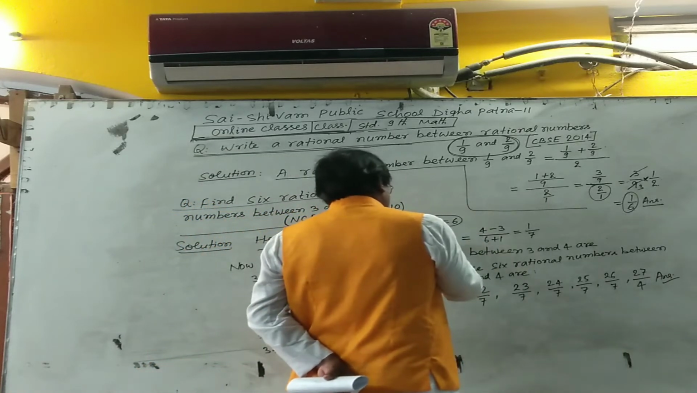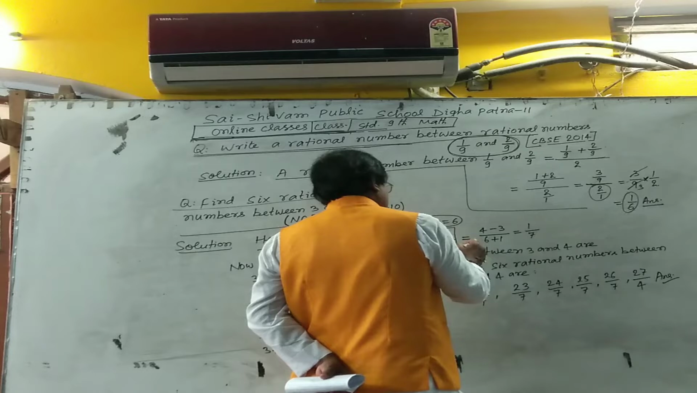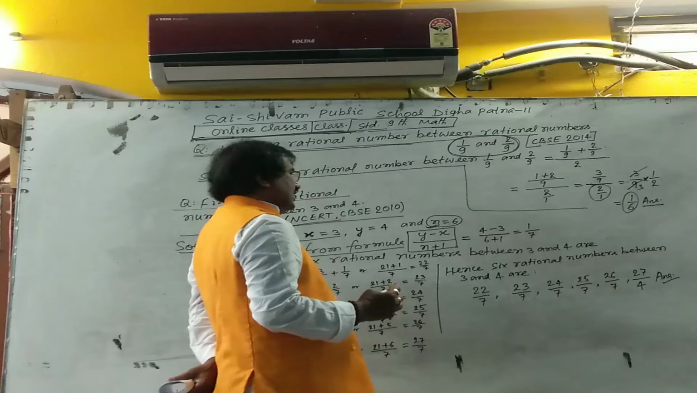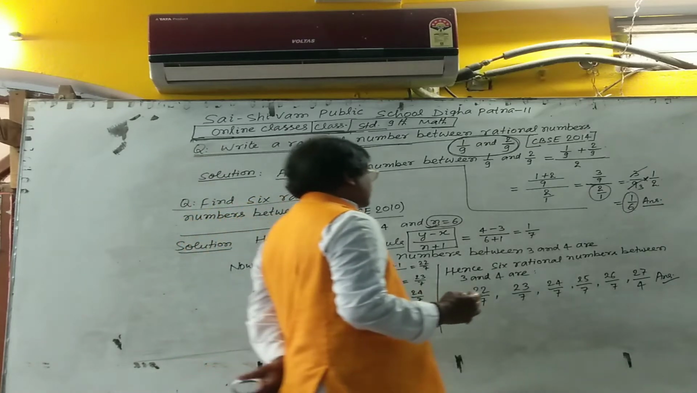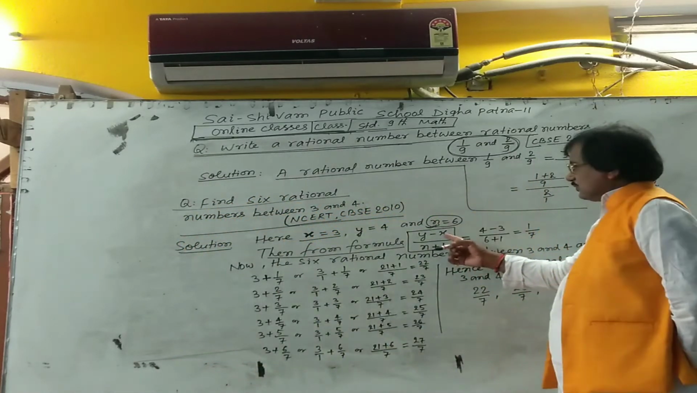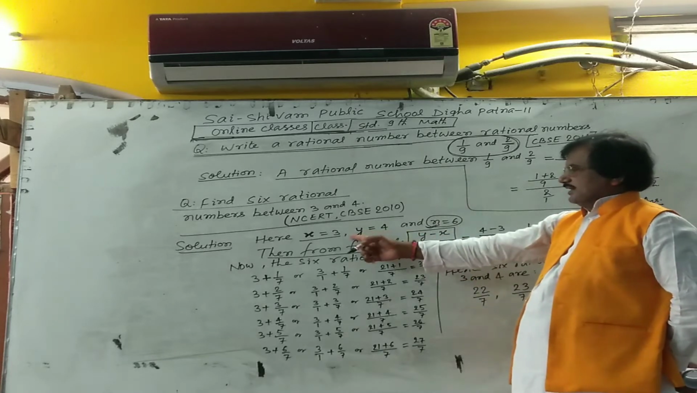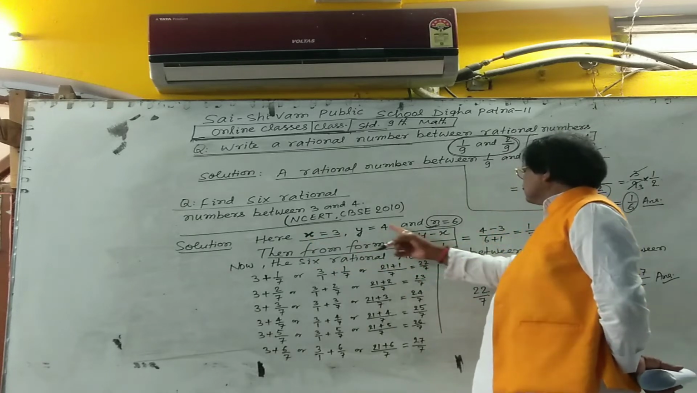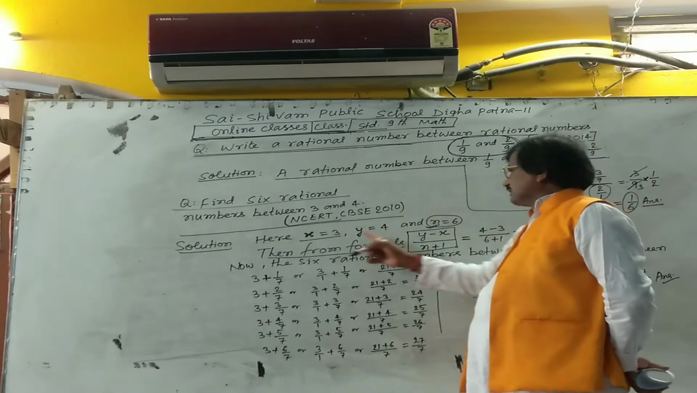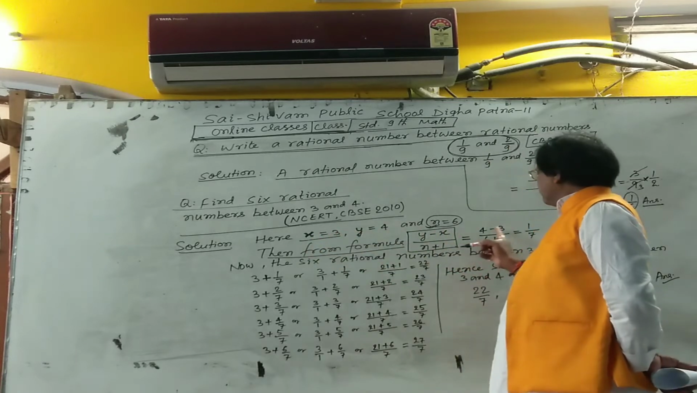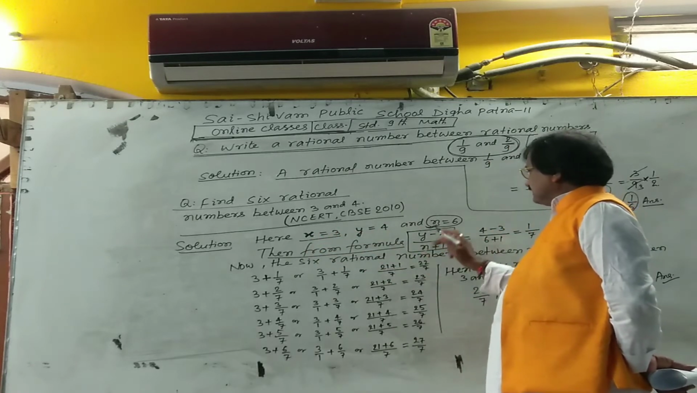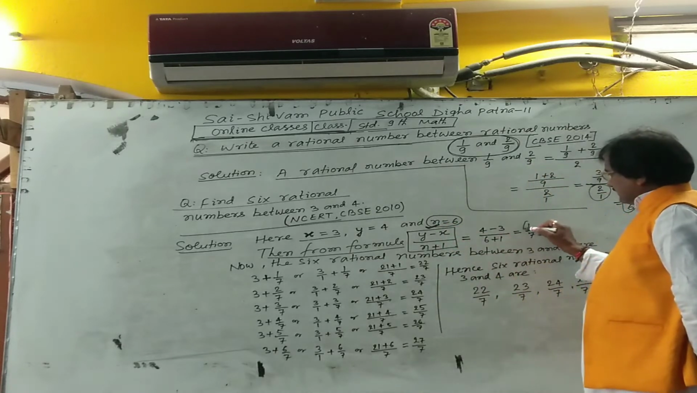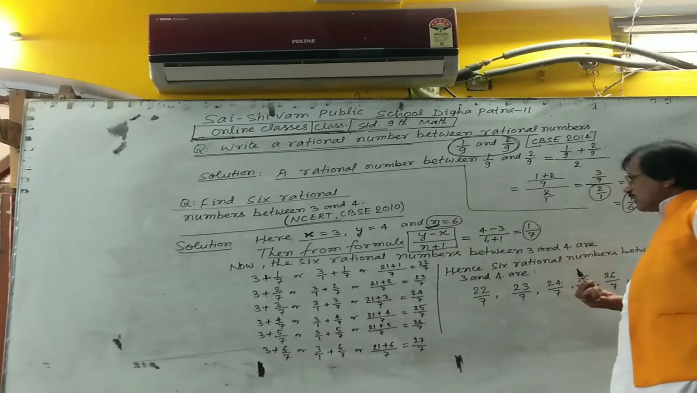For this type of numerical, you have to remember this formula: (y minus x) upon (n plus 1). Put the values of x, y, and the given value. Put the value of y, 4, minus the value of x, 3, divided by n, the value of n is 6 here, plus 1. Then you get a new number, 1/7.